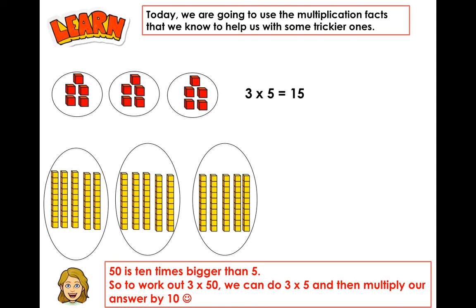Now I'm going to use that to help me to work out 3 times 50, or 3 groups of 5 tens. Now I know that when I'm doing 3 times 50, 50 is 10 times bigger than 5. Okay, so I'm going to times my 15 by 10 to work out the answer. Okay, so 15 times 10 is 150. So I know that 3 times 50 is 150 because my answer is 10 times bigger than the answer 15.